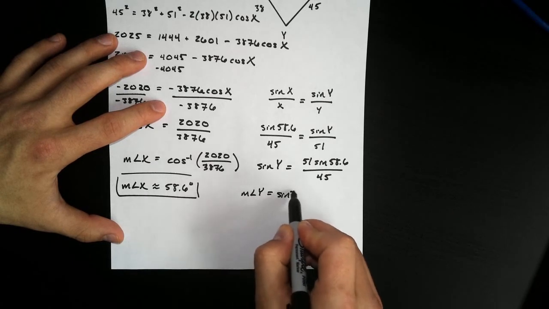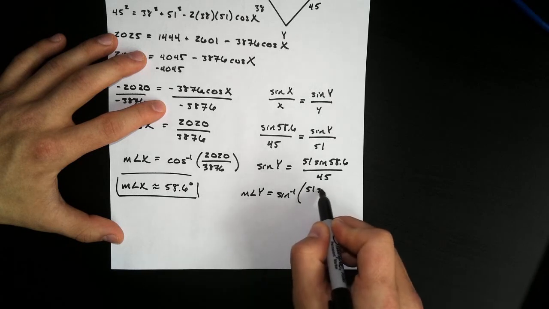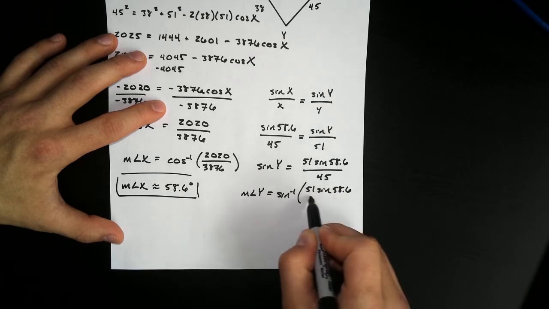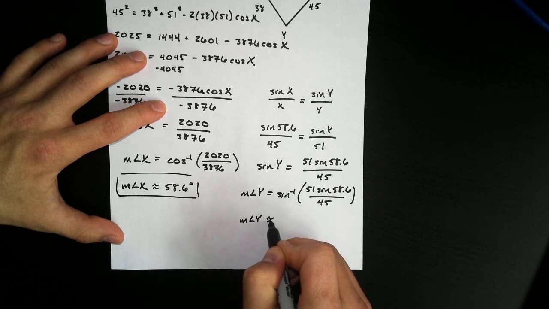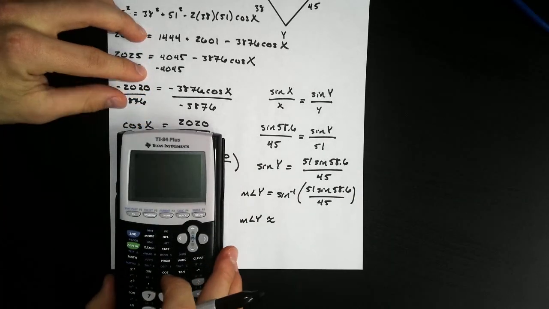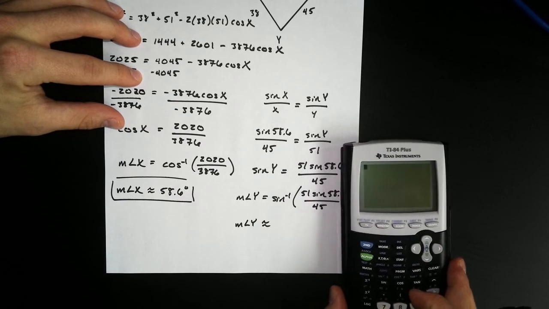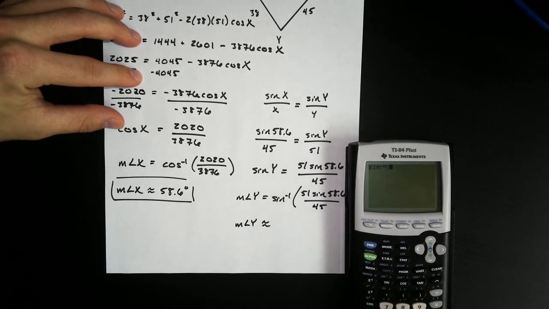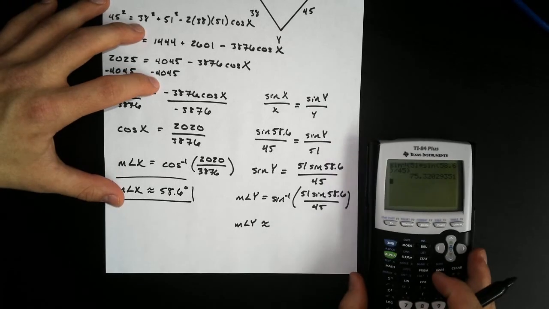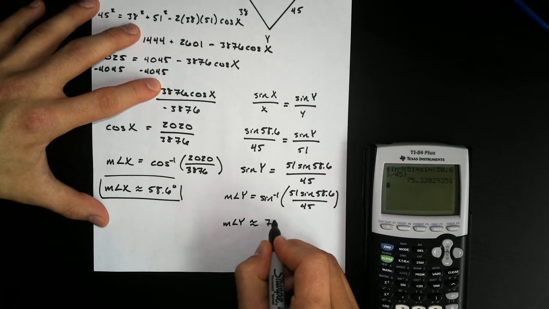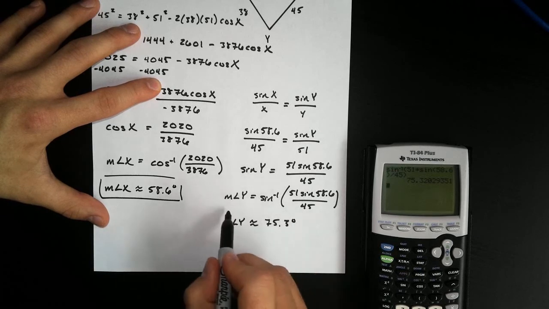So the inverse sine of this entire fraction. So let's see what we end up with. So the inverse sine, 51 times the sine of 58.6, close my parentheses there, divided by 45, and we'll close our last one. So we get an angle of about 75.3 degrees.